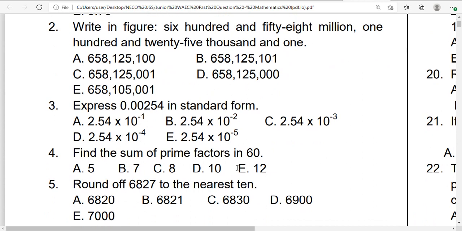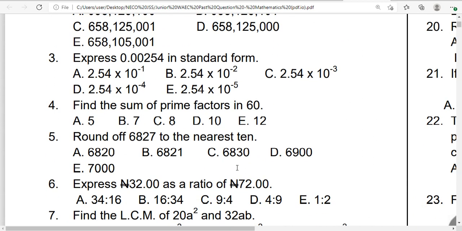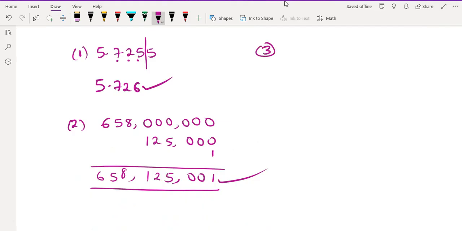Number 3, please. Everybody read number 3. Zero point what? 0.00254. With standard form, we simply move the point to after the first significant figure. So we move this point to this place. Right? Yes, sir. So let's see how many times we move it. 1, 2, 3. So it will now be 2.54.